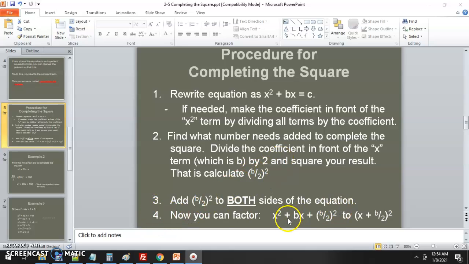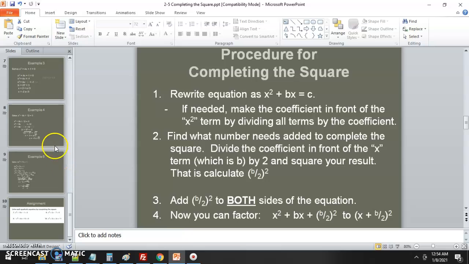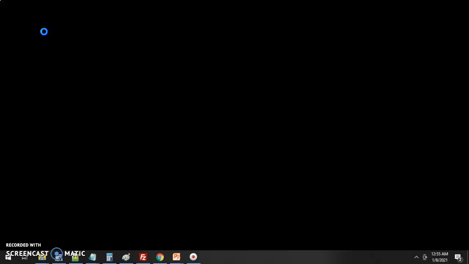All right, and then after that, you can factor it. You make a perfect square trinomial, so you rewrite it as x plus b over 2 squared, and then you solve the equation by taking the square roots of both sides. So let's jump to example number 4, the one we left off on.